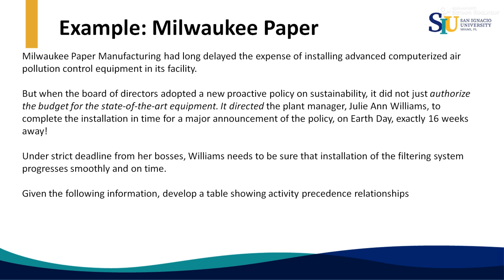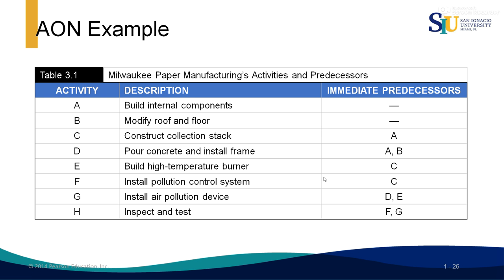Under a strict deadline from her bosses, Williams needs to be sure that installation of the filtering system progresses smoothly and on time. Given the following information, develop a table showing activity precedence relationships. There are several activities to be completed in this project. Activity A, build internal components. This activity doesn't have immediate predecessors. Activity B, modify the roof and the floor. Also, activity B doesn't have immediate predecessors. Activity C, construct collection stack. It has to start after activity A has been completed.